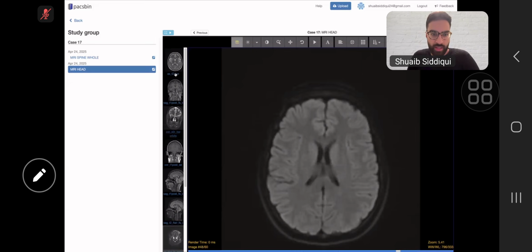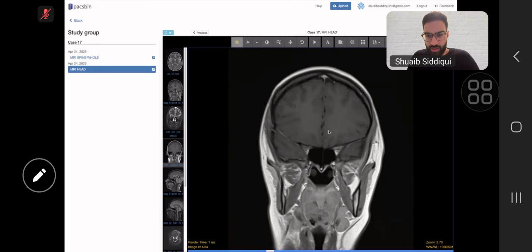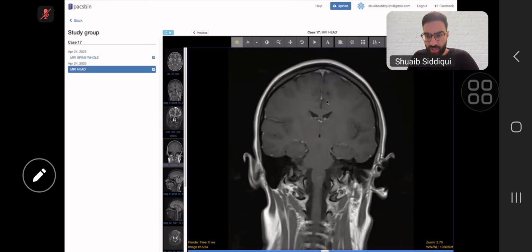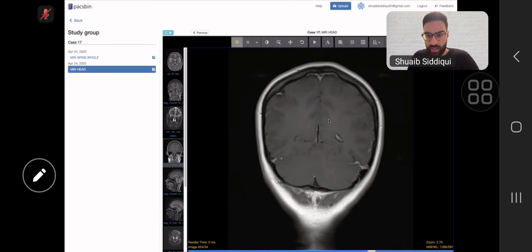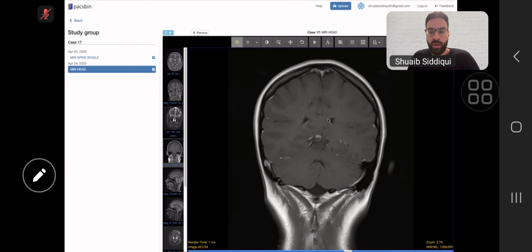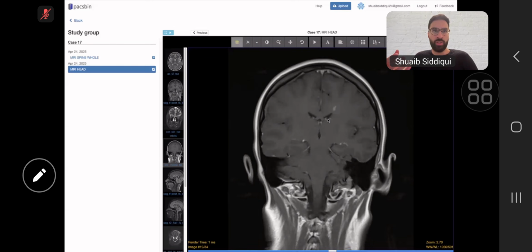Similarly on the post contrast, I don't think I showed you this sequence, but there are a few which are enhancing. So remember, to diagnose multiple sclerosis, as someone has said in the chat, you need to disseminate it in time and disseminate it in space. We know it's disseminated in time because there are enhancing and non-enhancing lesions.